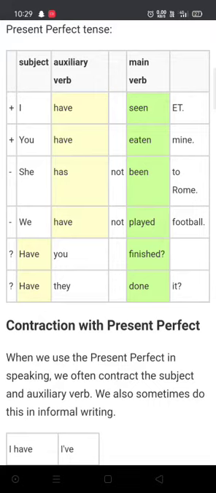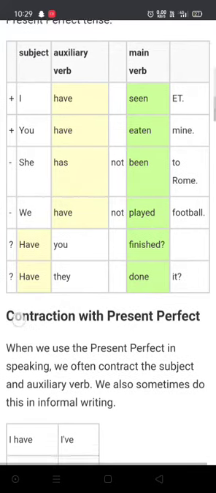We have changed the position of the subject and the auxiliary verb. So: have you finished, have they done it.